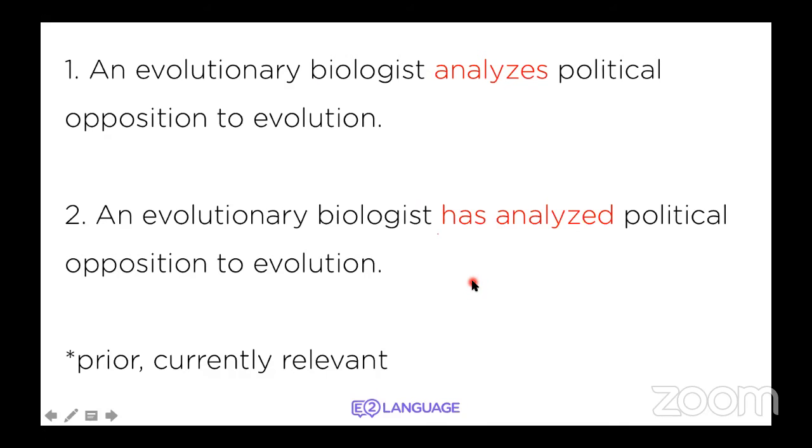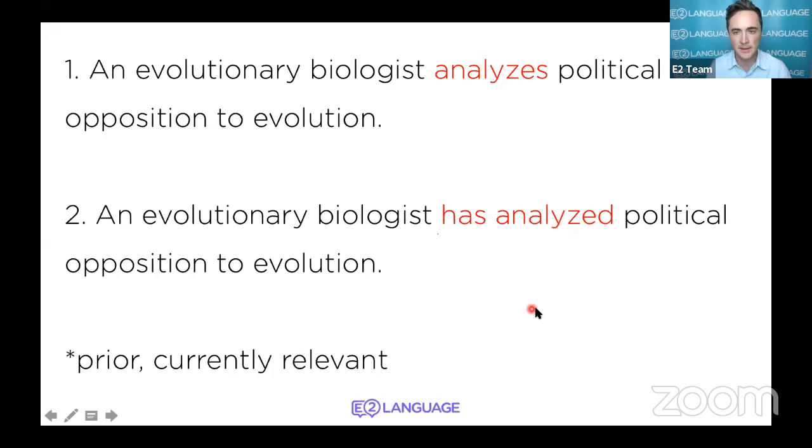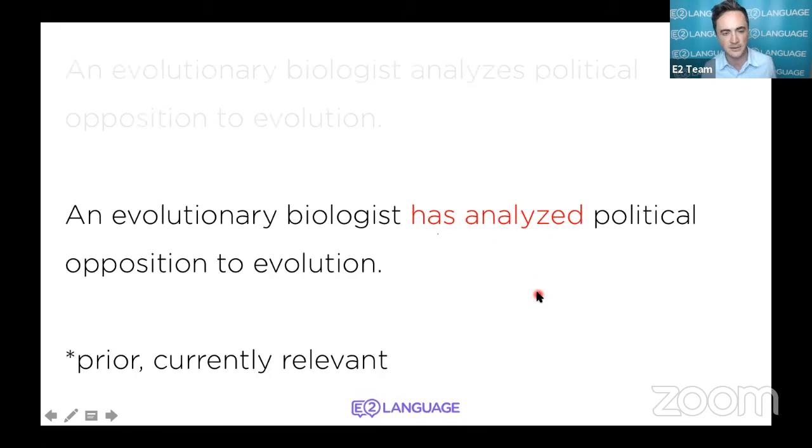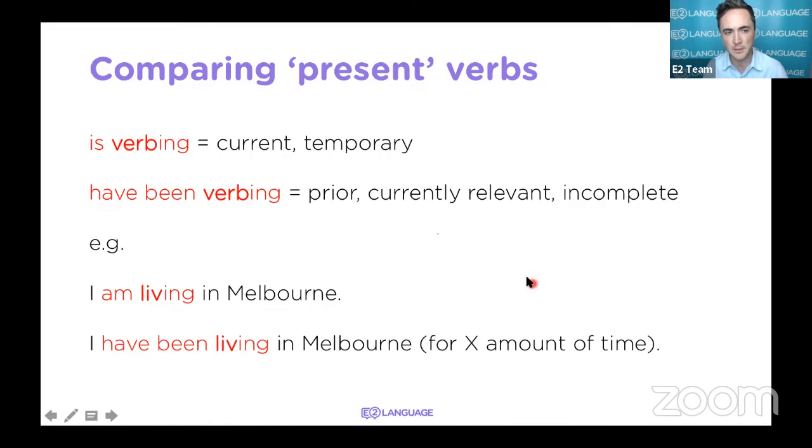The currently relevant one. It happened in the past, prior, but it's currently relevant now. So the prior currently relevant verb here is not that evolutionary biologists analyze, but it's that this guy, an evolutionary biologist, has analyzed political opposition to evolution. Right. Cool. Let's compare two more. Let's compare "is identifying," current temporary, and let's compare that to "have been identifying," prior, currently relevant yet incomplete.